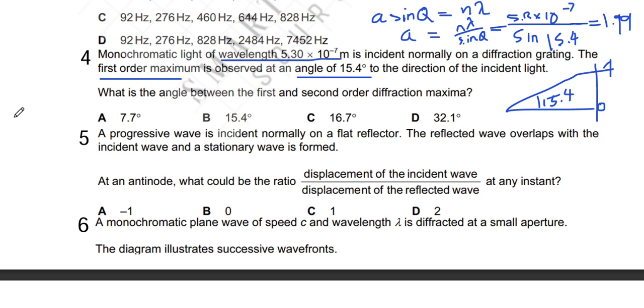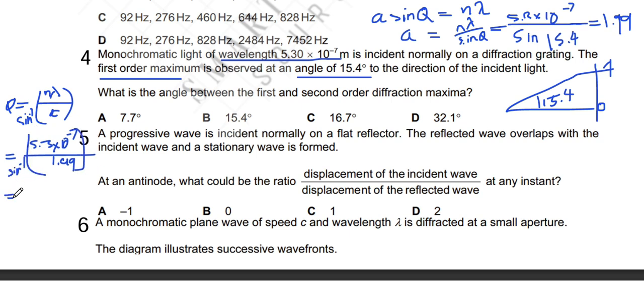And then we need to find out the angle of diffraction for the second order maximum. So make theta the subject: sine theta equals n lambda by a, and theta is sine inverse of n lambda by a. If you put in your values, n is 2 here, lambda is 5.3 times 10 to the power negative 7, and the value of a is 1.99, which is like 2, and sine inverse.